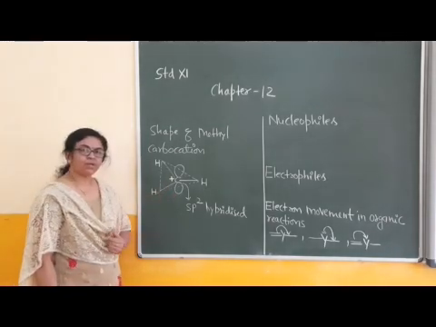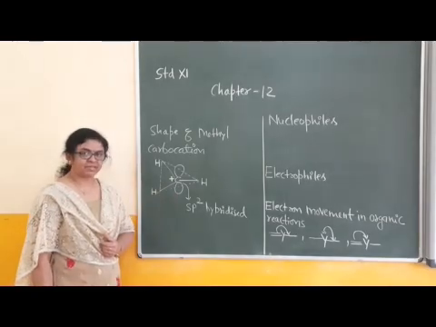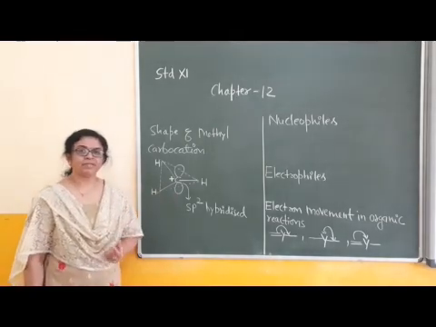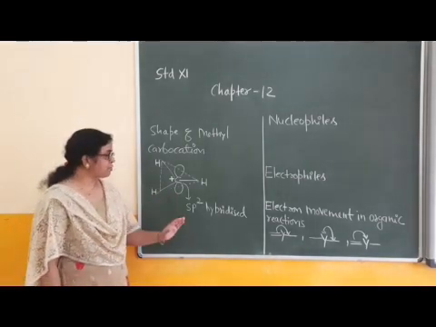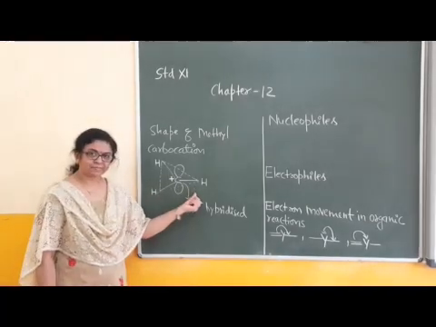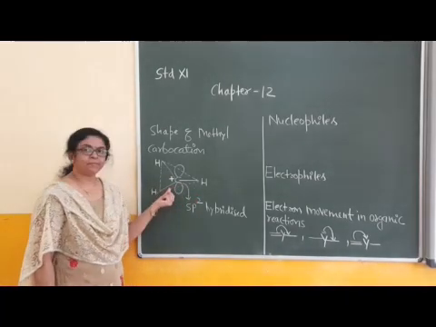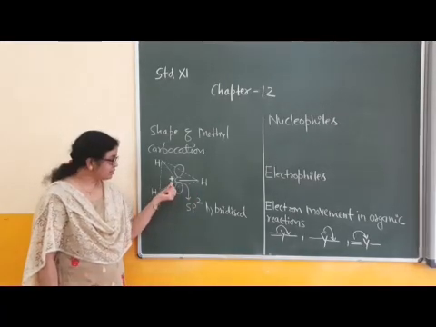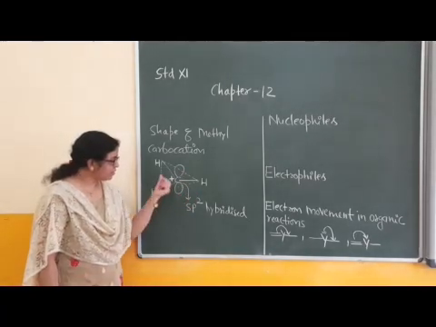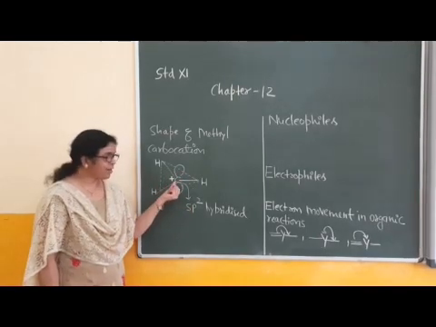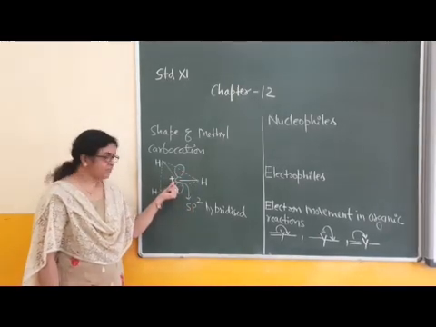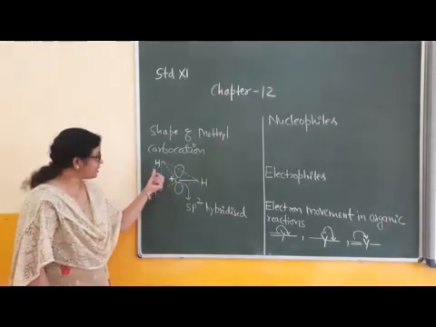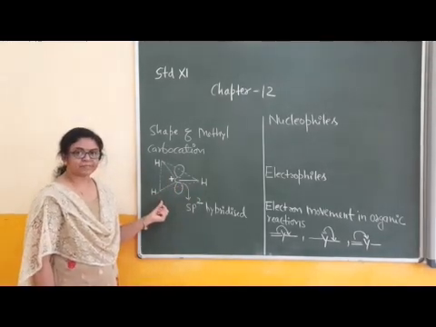In CH4, carbon is sp3 hybridized, right, where geometry is tetrahedral. But after displacement of one hydrogen, what is its shape? Trigonal planar. In this case, this figure is showing the planar arrangement of the carbocation. C plus carbocation is attached with 3 hydrogen atoms, right?